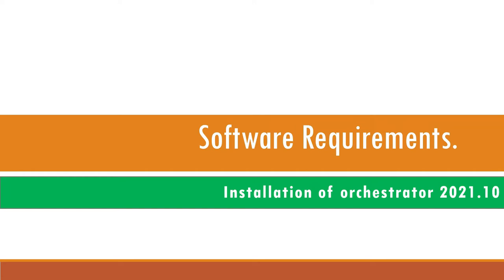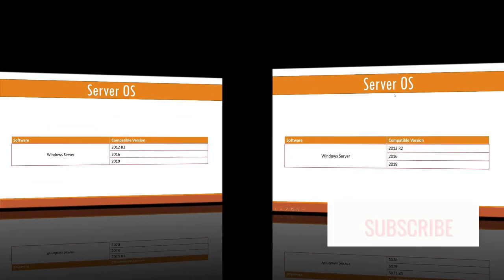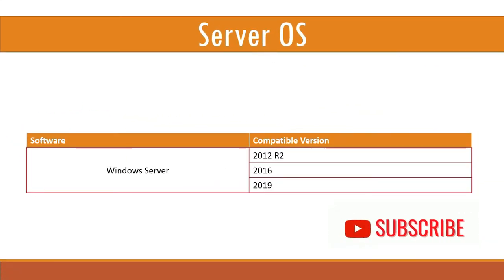In this video, we are going to see what are the software requirements that need to be installed and configured for the Orchestrator 2020.10. Let us continue to understand the software requirements to install the Orchestrator 2020.10. First of all, we have to select the servers.